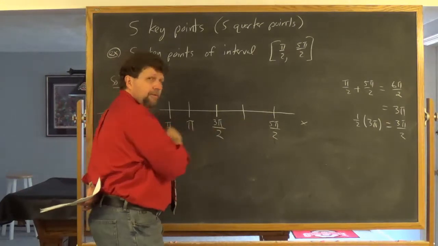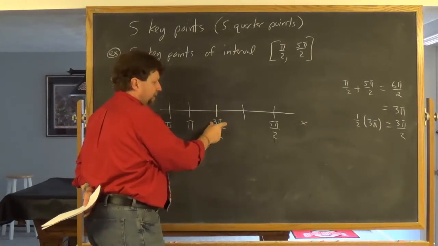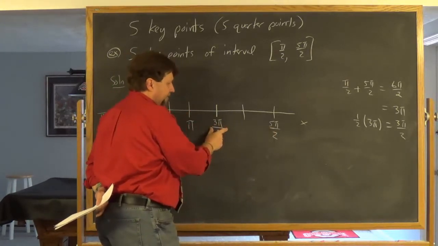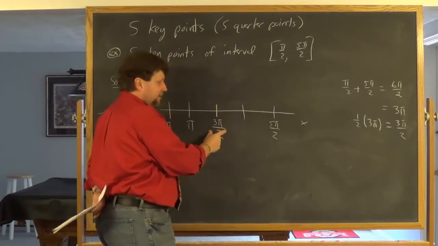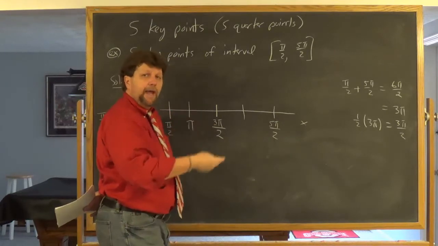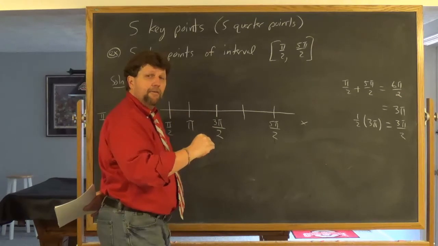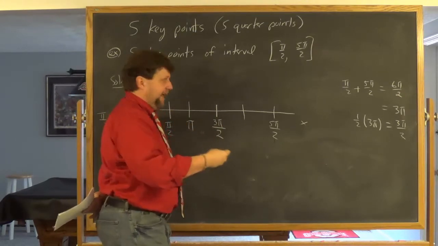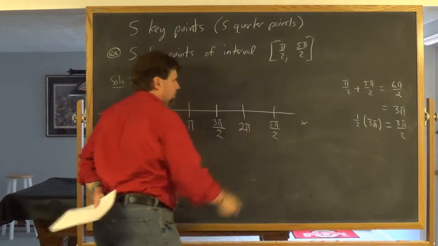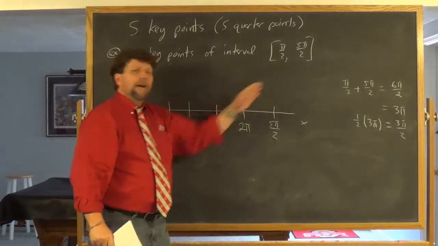How do I get the third quarter point? That's right, it's like finding an average. It's the midpoint between here and here. So you take the average of this number and this number. You would take 3 pi over 2 plus 5 pi over 2. You would add those together, which gives you 8 pi over 2. 8 pi over 2 reduces down to 4 pi. Then you would take half of that. It's the same process, take half of it, and that gives you 2 pi. And that's the interval pi over 2 to 5 pi over 2.